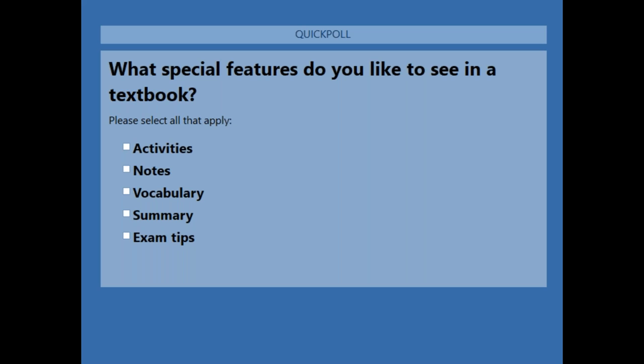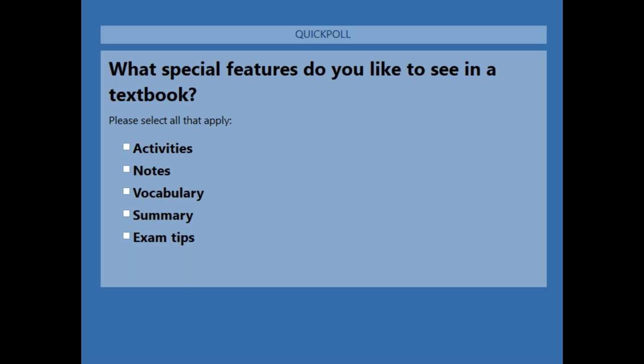Exam tips, that's top of the pile, followed by activities. Then a number of you have indicated vocabulary is something that you look for, notes, and lastly, summary. So 61% of you have voted. We'll give you a few more seconds just to up that rate so that we give all of you an opportunity to participate in the poll. Okay, another 10 seconds and then I'll close the poll and share with you what the choices were.